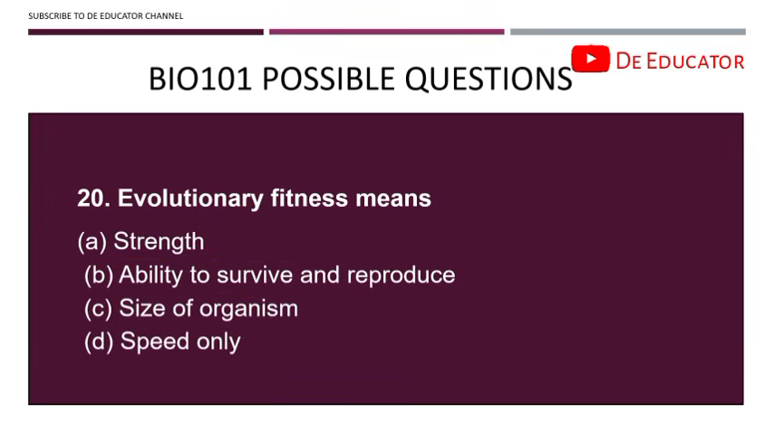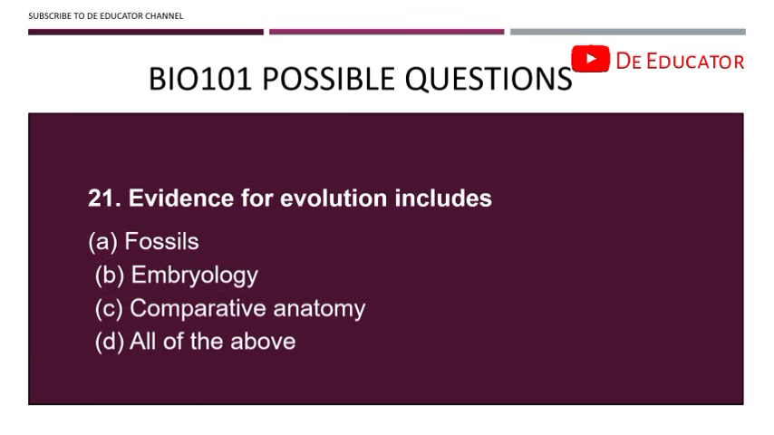Number 20, evolutionary fitness is the ability to survive and reproduce. So for you to say you are evolutionarily fit, it means you can survive and you can also what? Reproduce. Number 21, evidence of evolution includes fossils. Fossil is evidence, embryology is evidence. In fossils, remember we said dead remains. When they compare dead remains, you see that this one is bigger than this one. It means that something evolved. That's evidence of evolution.